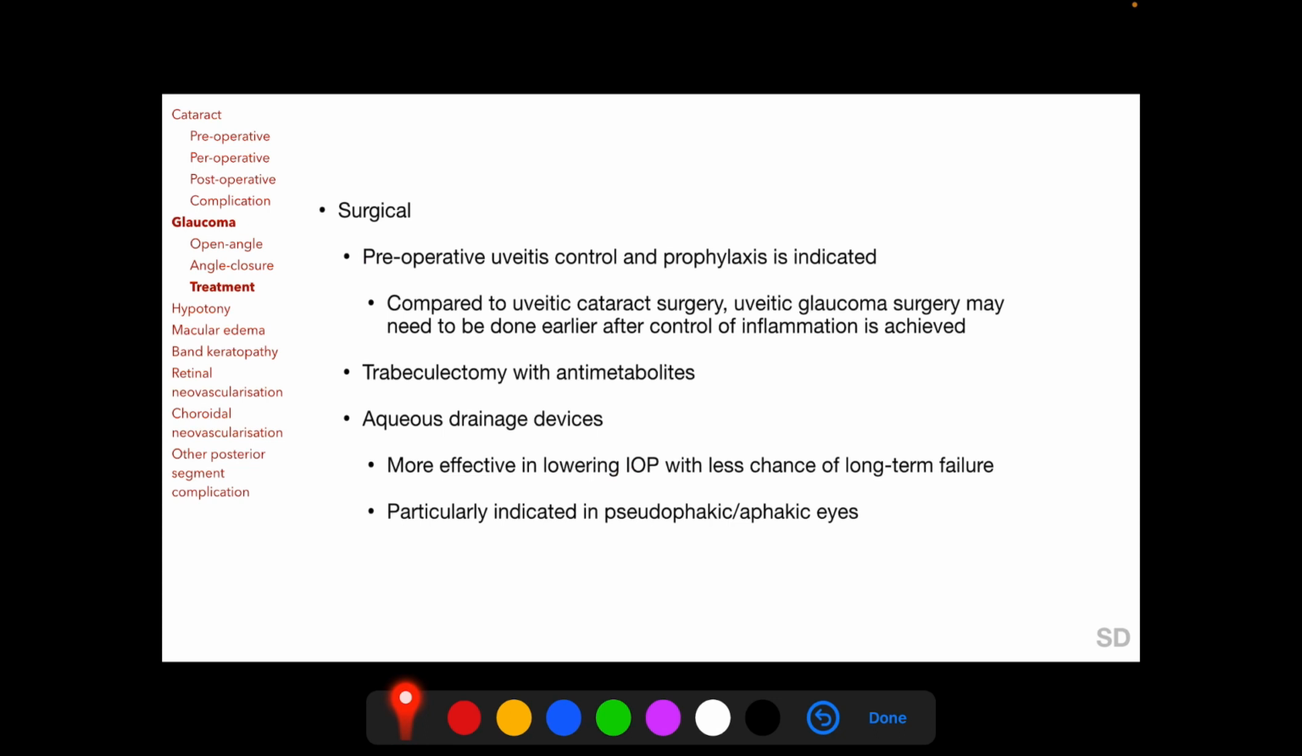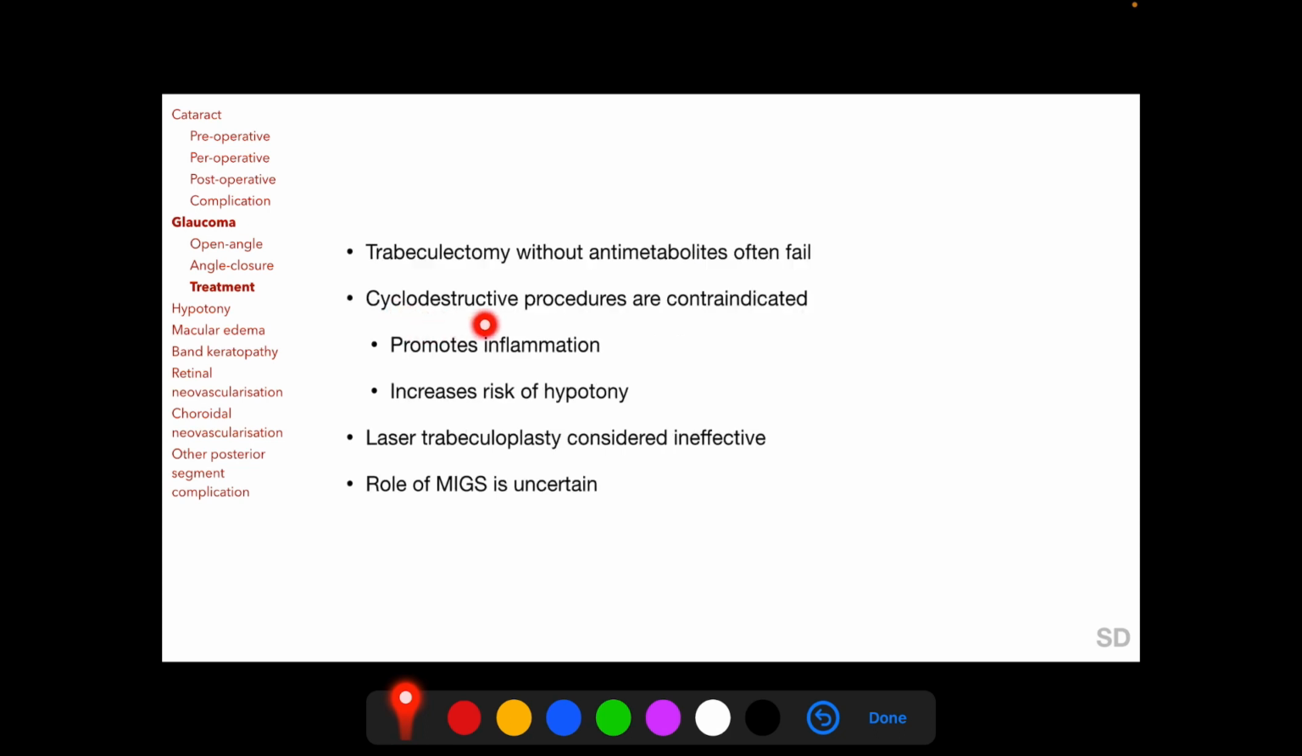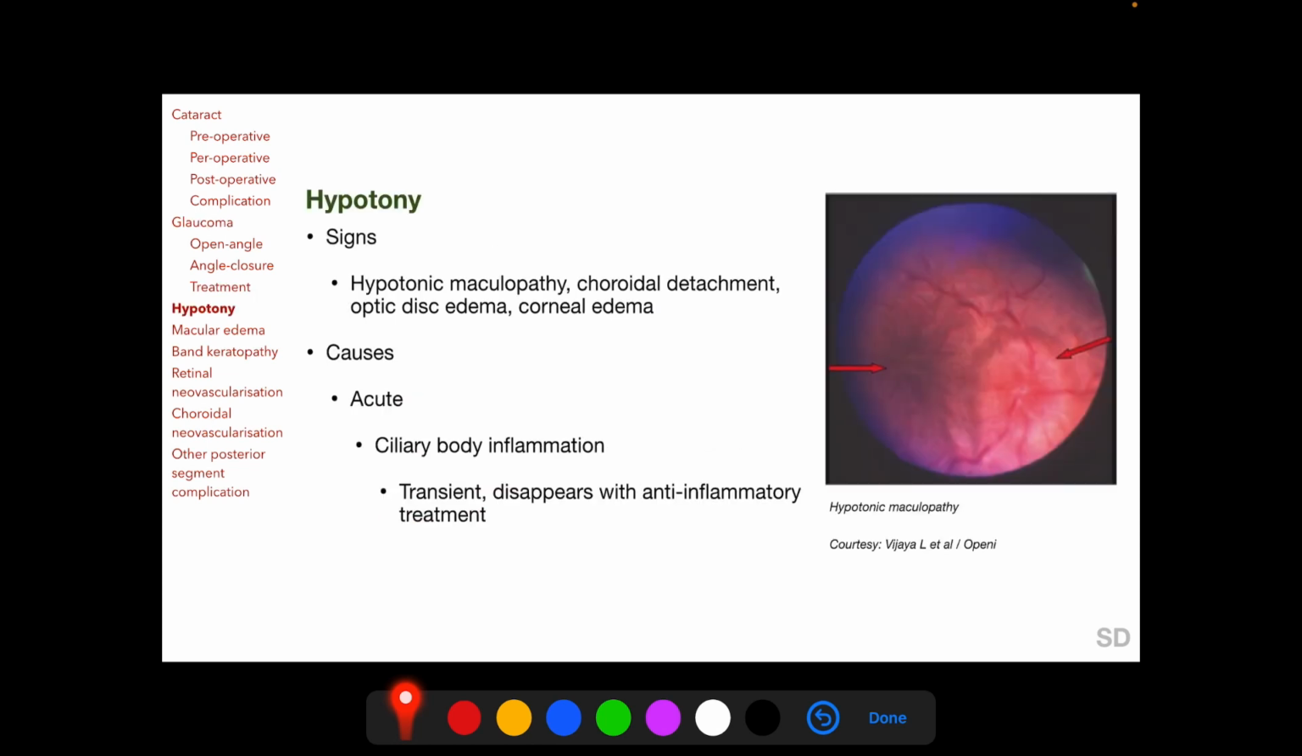And aqueous drainage devices are particularly indicated in pseudophakic and aphakic eyes. Cyclodestructive procedures are contraindicated because they promote inflammation and increase the risk of hypotony. In uveitic glaucoma, laser trabeculoplasty is considered ineffective, and the role of MIGS in uveitic glaucoma is uncertain.